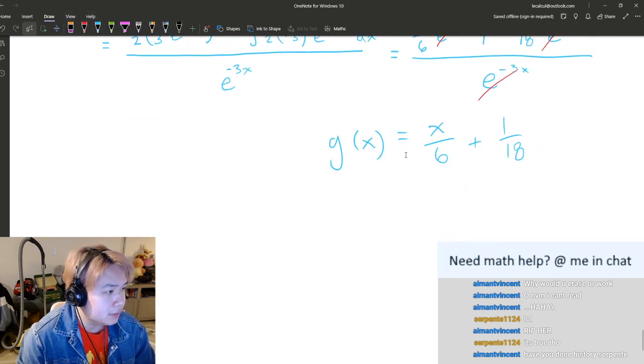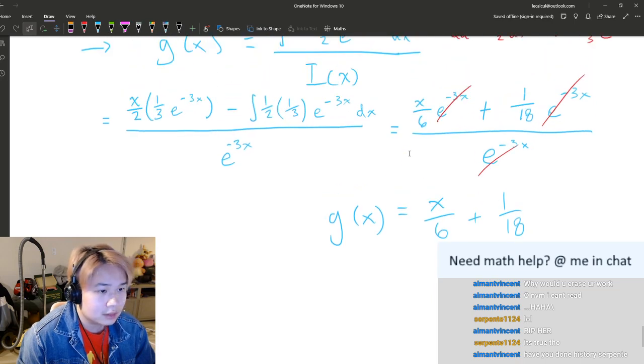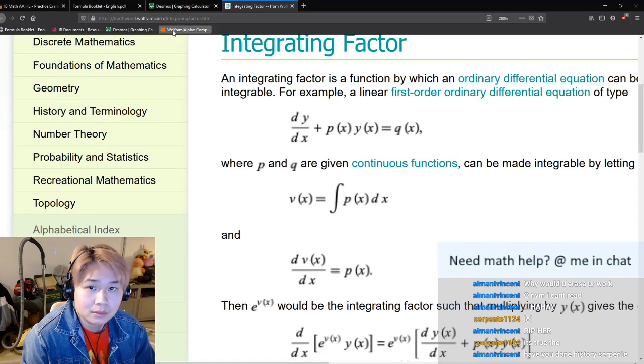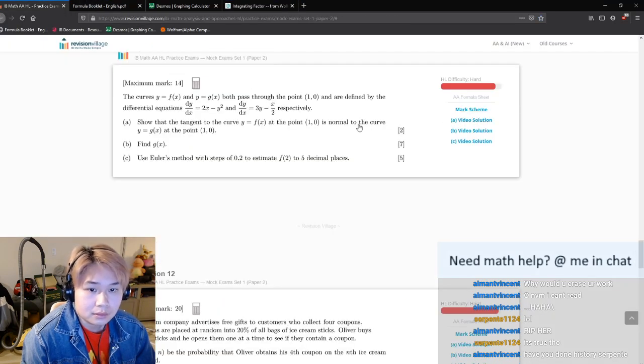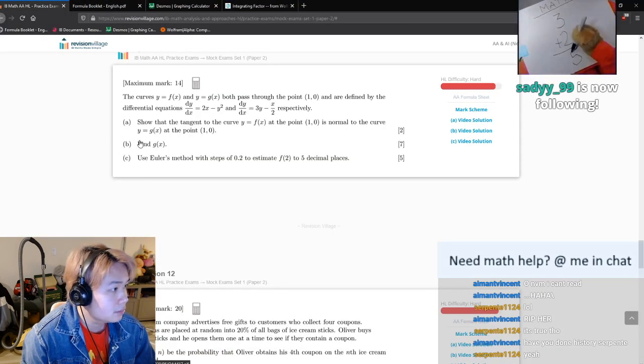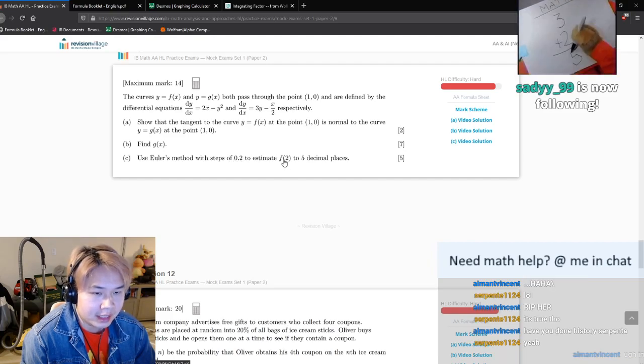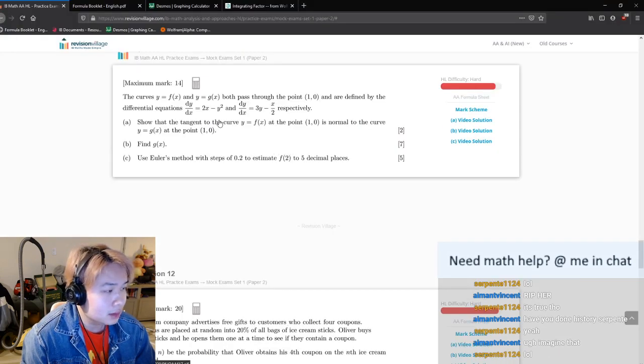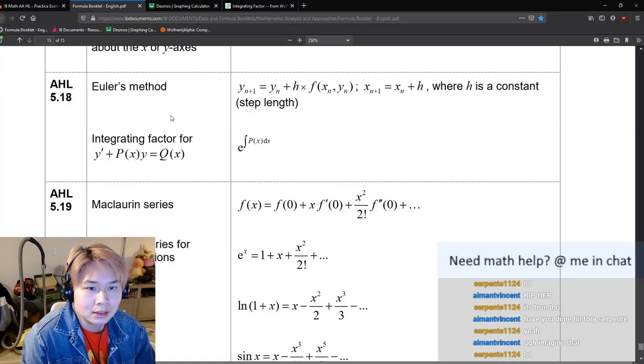So this is g of x, I guess? Am I done? No. Thanks, Sadie99. And then let's see, use Euler's method with steps of 0.2 to estimate f of 2 to 5 decimal places. What the hell's Euler's method? Oh, right here.